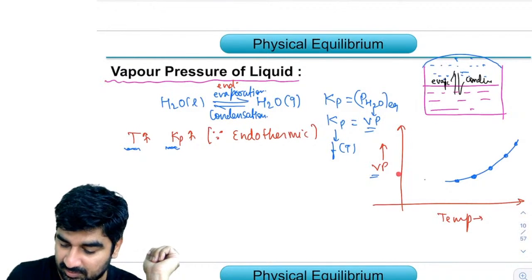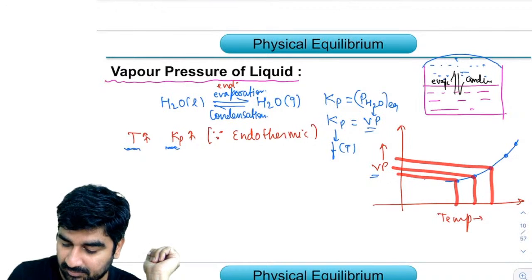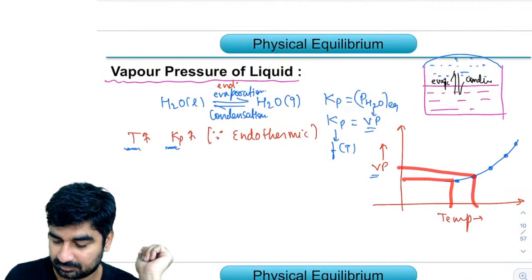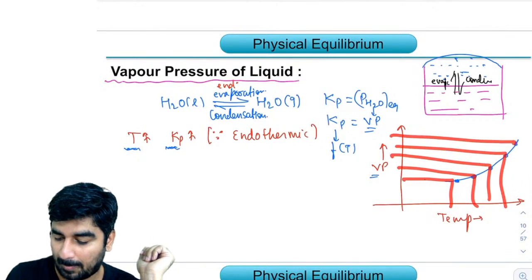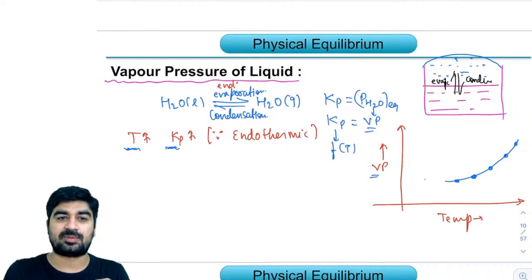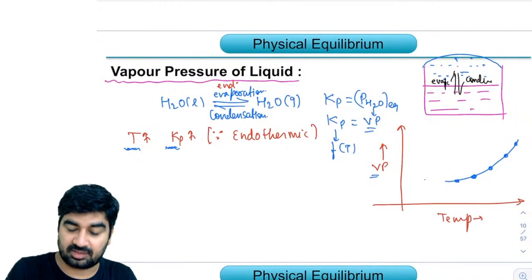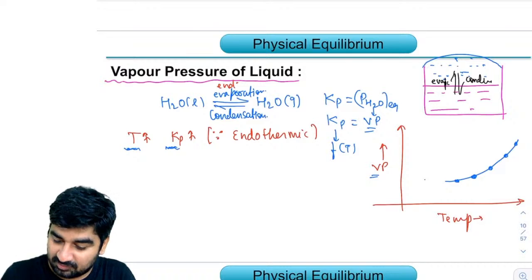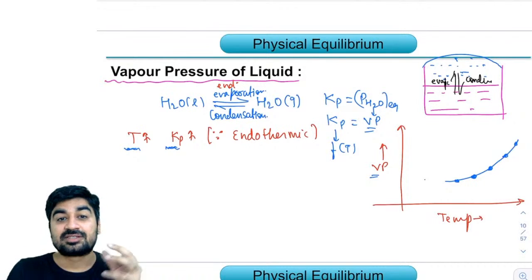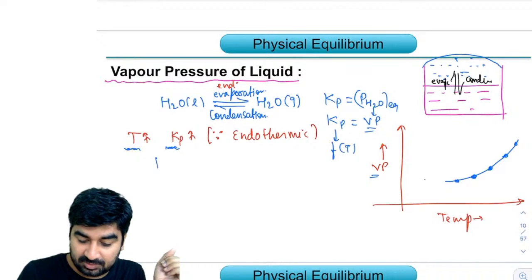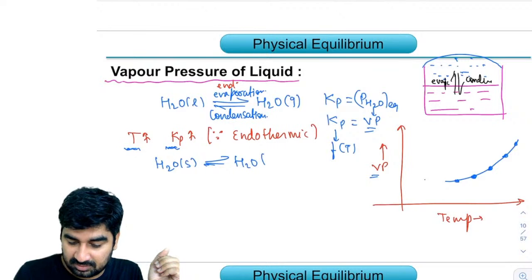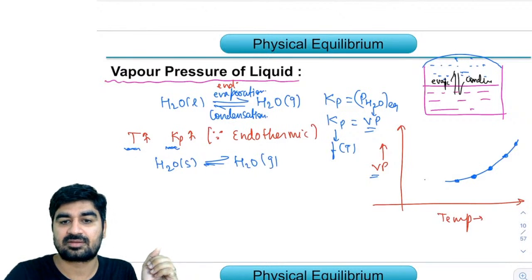And guys, here you can observe that as temperature is increasing, vapor pressure will also increase. Got it? As temperature is increasing, vapor pressure will also increase. And if this is going to increase, what will happen? This line will be like this only. Similarly, you can make a graph between ice and its vapors.